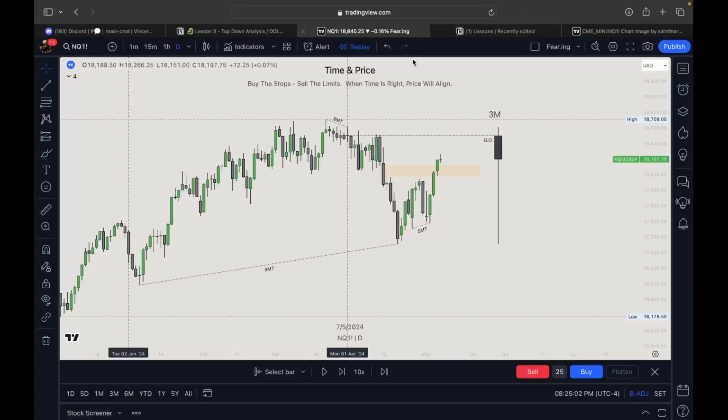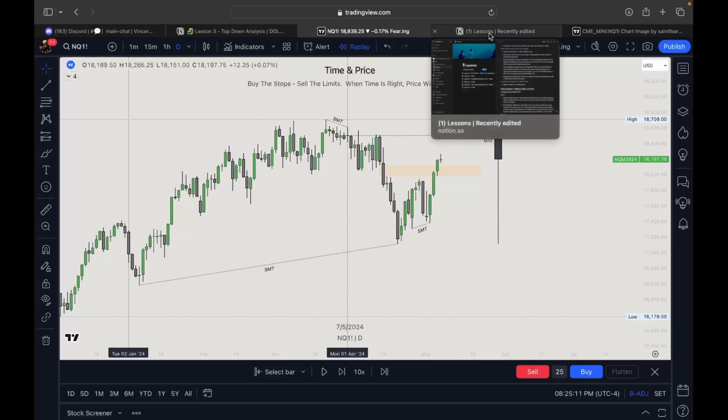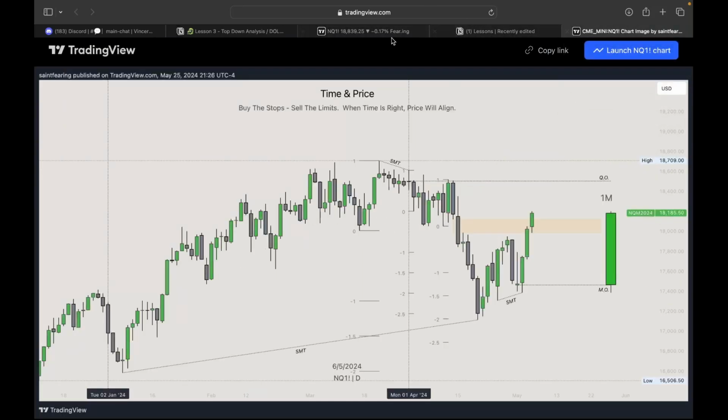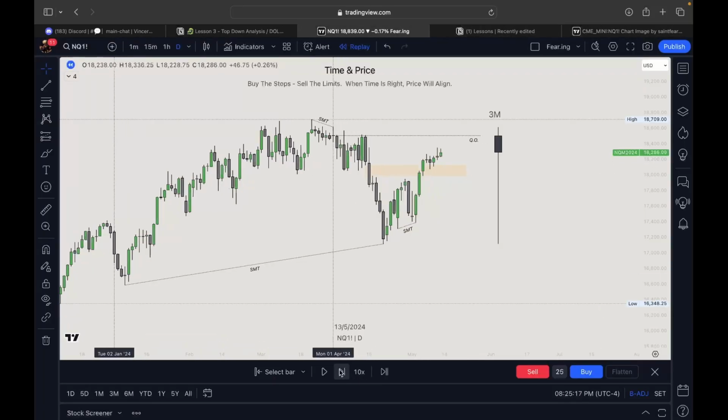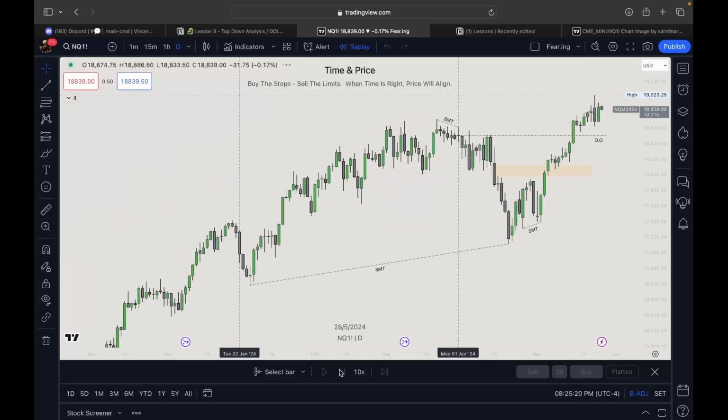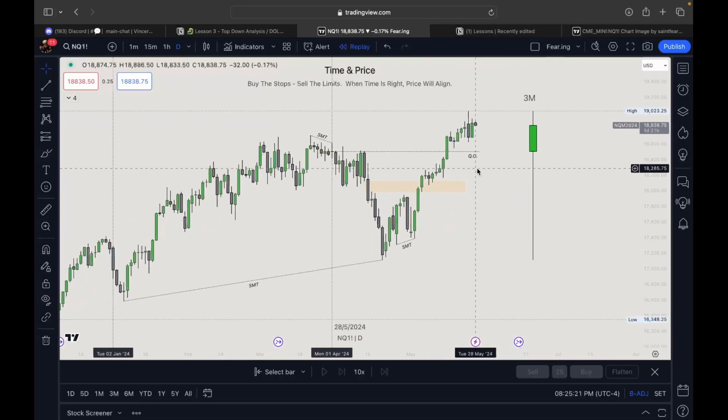And then, we can think a little bit more basically. What is stronger, our quarterly power 3 or our monthly power 3? Probably our monthly power 3. And then we can see how price has delivered so far since then. And then here we are now.